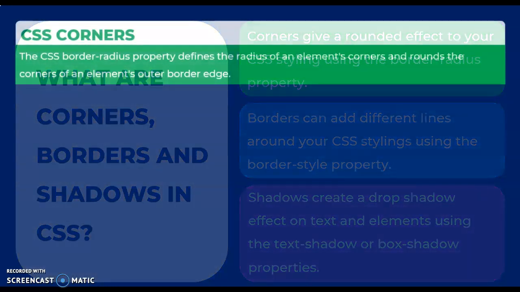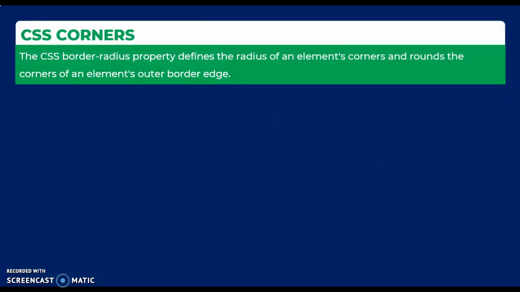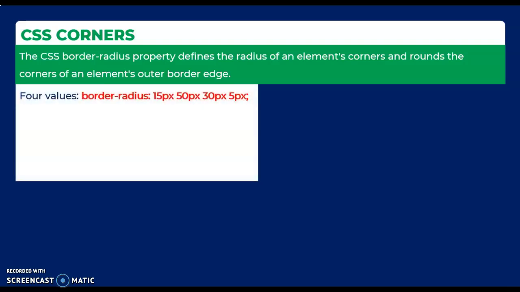The CSS border radius property defines the radius of an element's corners and rounds the corners of an element's outer border edge. The border radius property can have from 1 to 4 values. Here is the example and how it works.